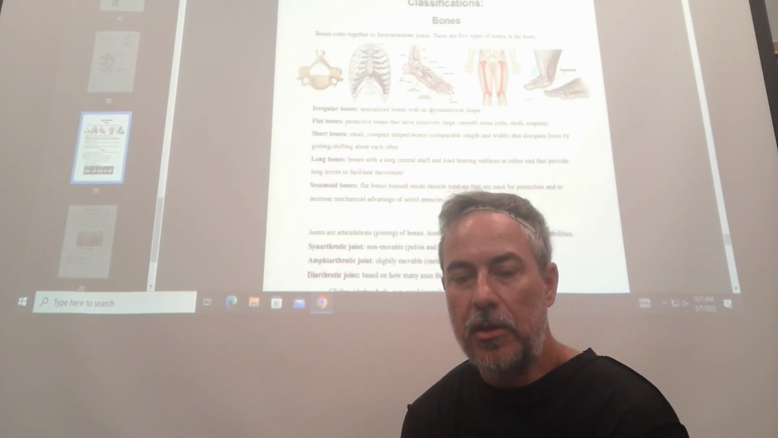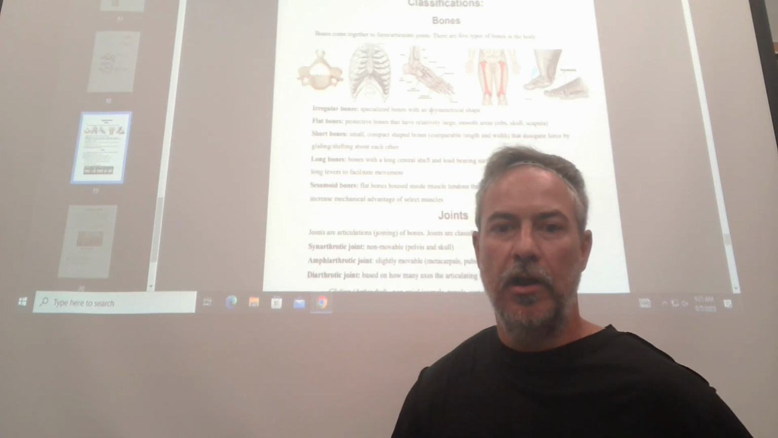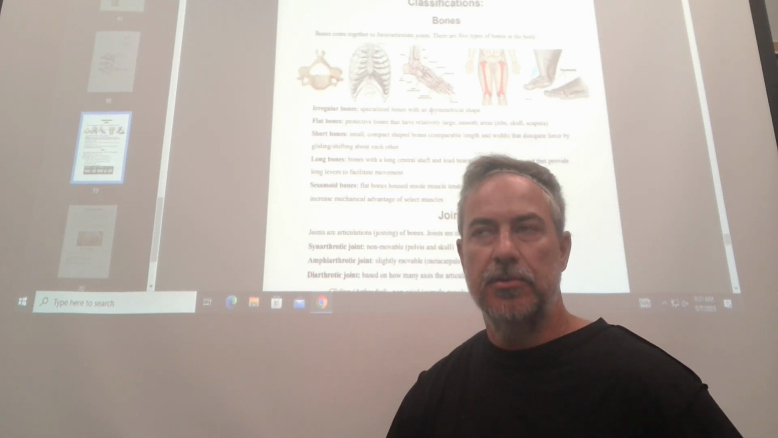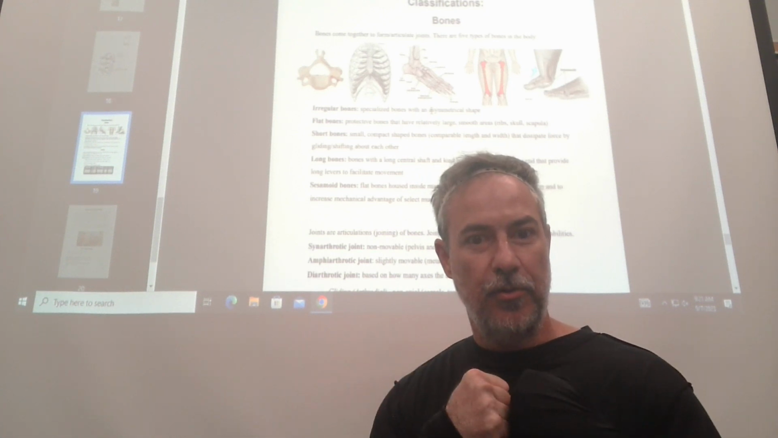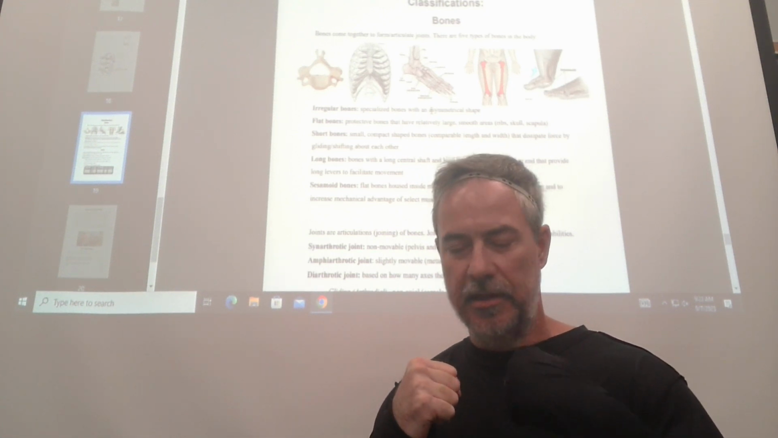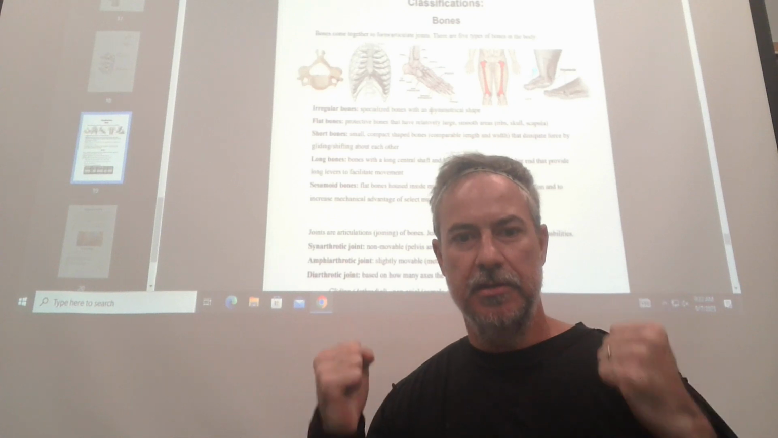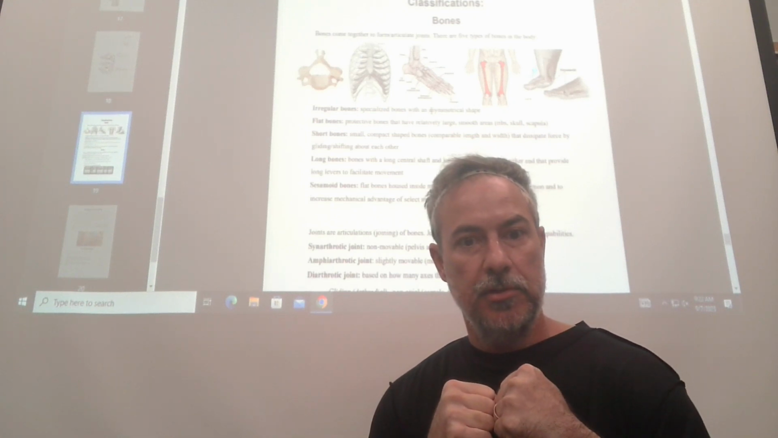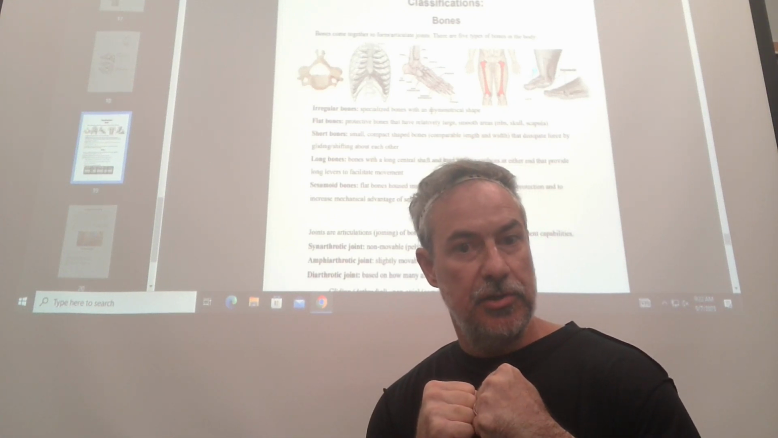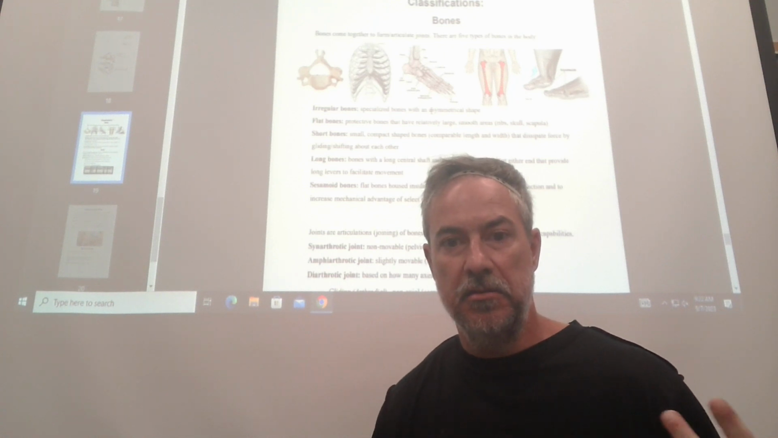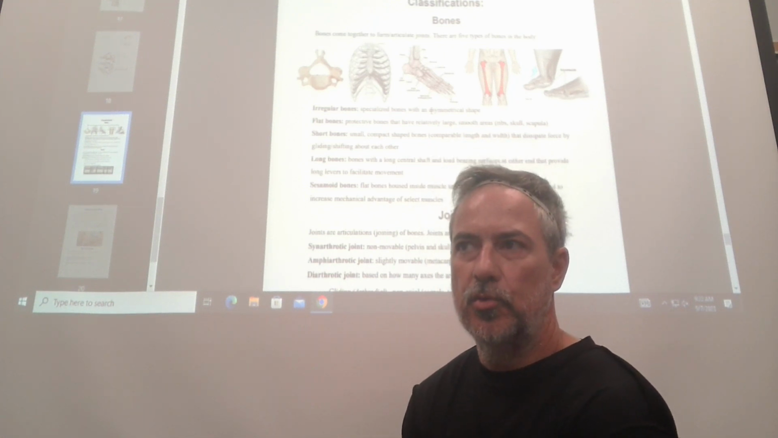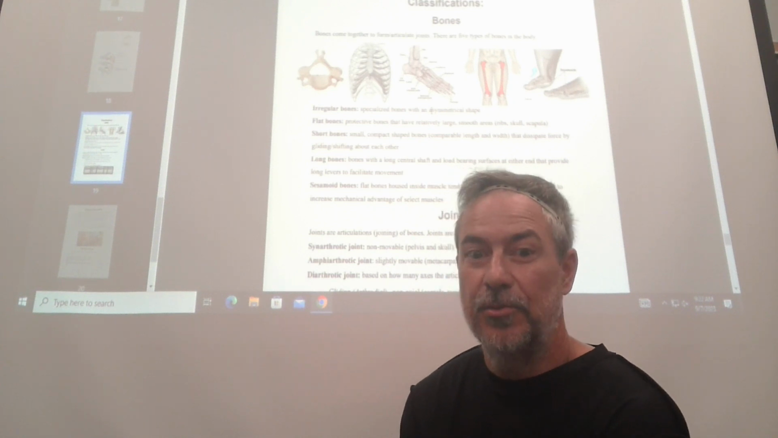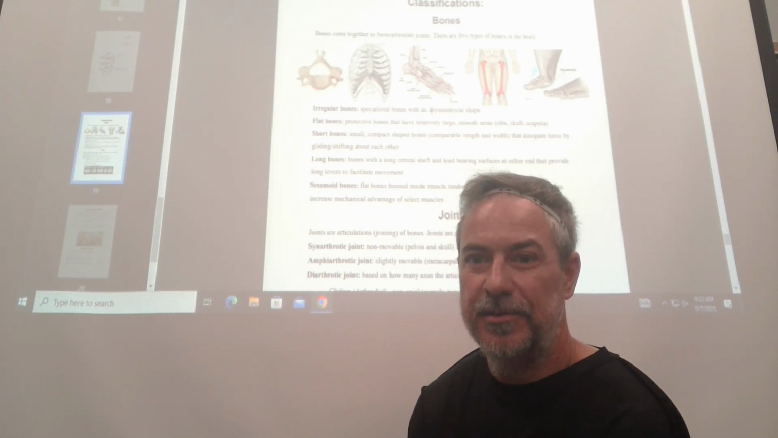Okay. So the first one we're going to talk about are flat bones. Remember, these are major classifications of bones. Then we're going to connect the bones to talk about joints or articulations. And then we'll give the different types of classifications of joints. Okay? It's so weird teaching in front of just one person.